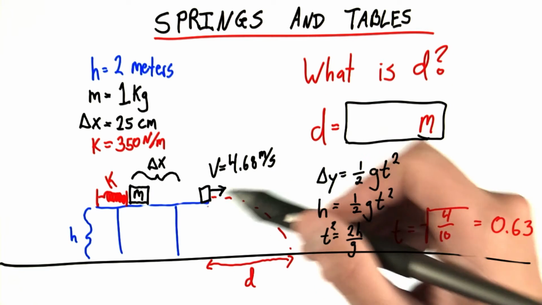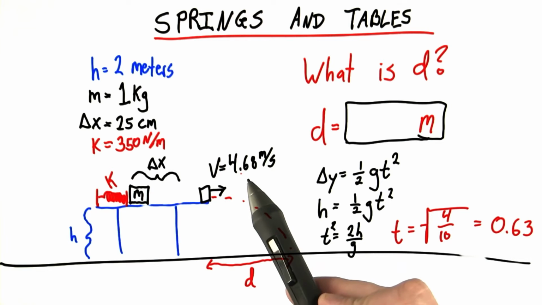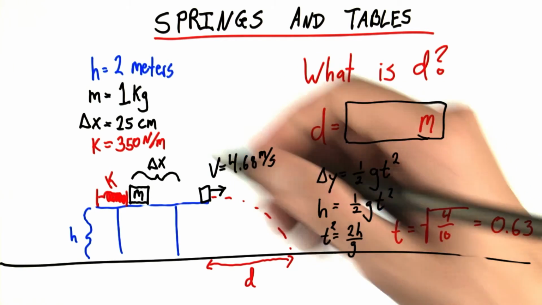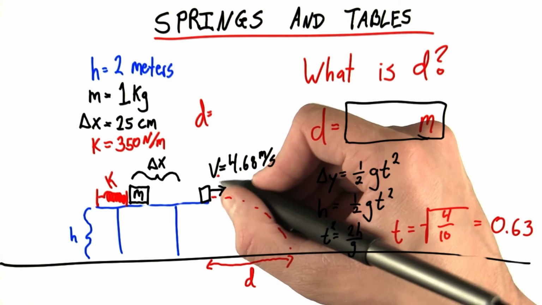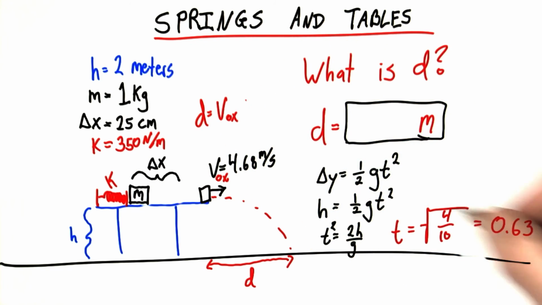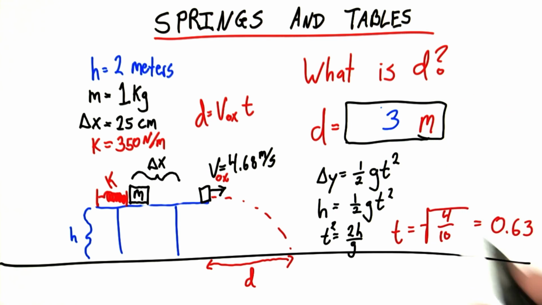We know that vertical and horizontal motion are independent in free fall. And we're moving at this constant velocity of 4.68 meters per second horizontally for 0.63 seconds. So d is just equal to this v, well, I'll call it v0x now, the initial velocity in the x direction, times this time. And when I plug in these numbers, I get a distance of 2.96, or we'll just round it to 3 meters.